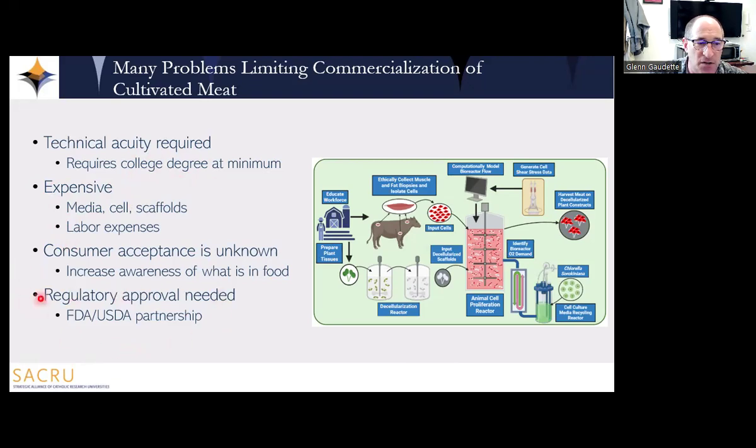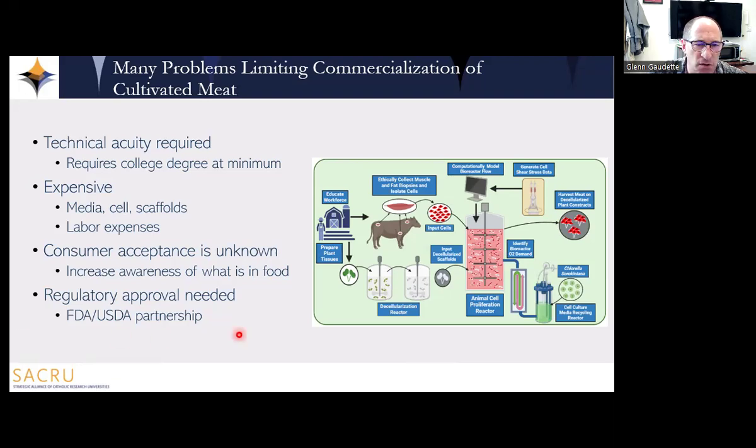And finally, regulatory approval is needed in the US. We have an FDA, USDA partnership. There are a couple companies that have recently, within the last, I guess, about a year ago, been approved to sell lab-grown meat, essentially.